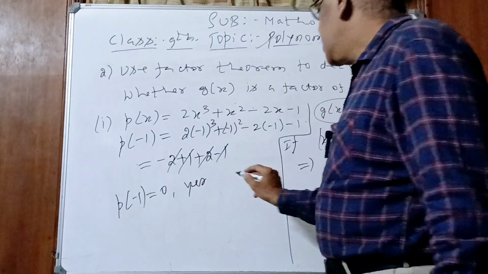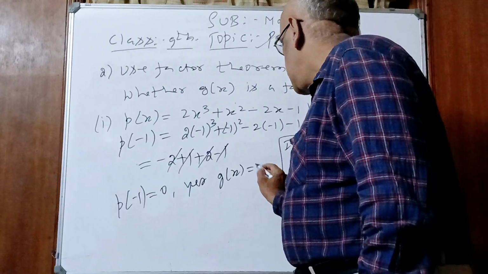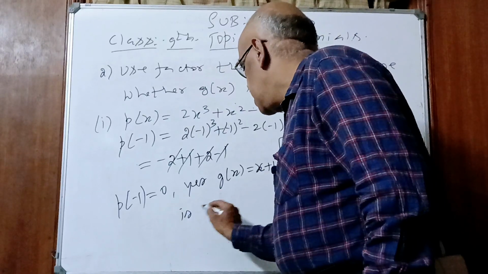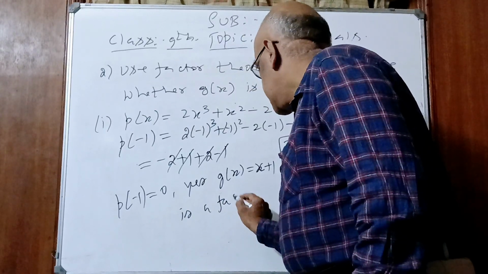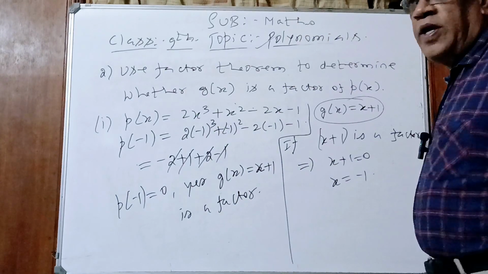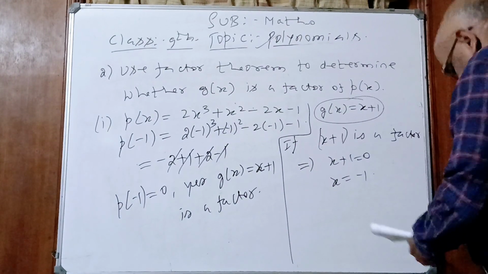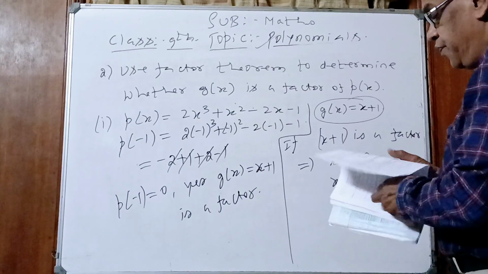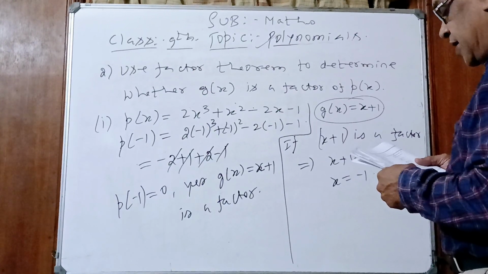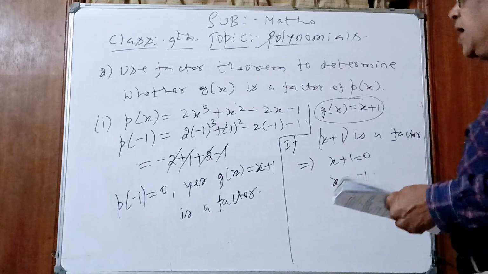g of x is equal to x plus 1 is a factor of the given polynomial. Understood, children? This is the first question. Then we will solve some challenging sums. There are no challenging sums, children. They are all easy sums. Understood? Next.